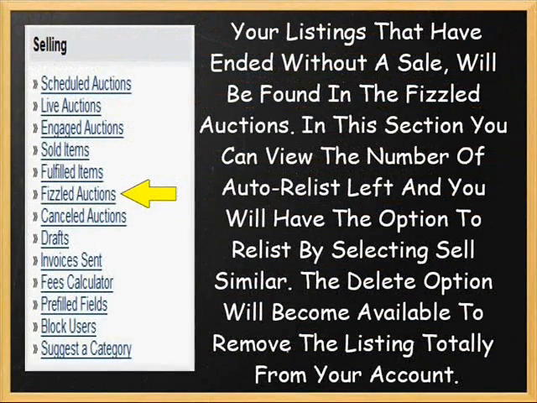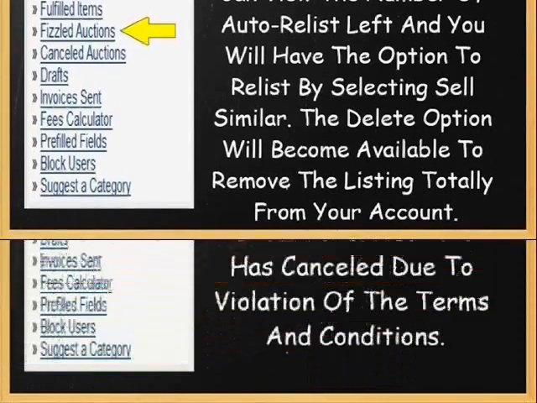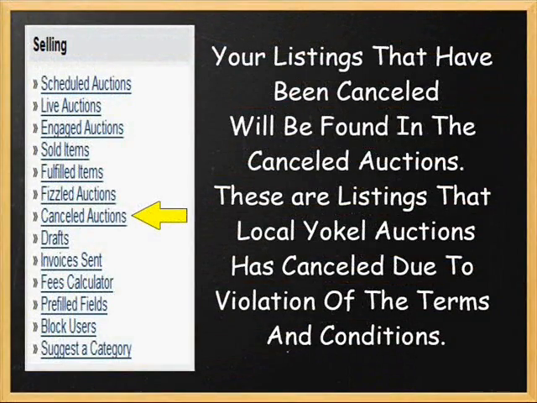Your listings that have ended without a sale will be found in the fizzled auctions. In this section, you can view the number of auto relists left, and you will have the option to relist by selecting Sell Similar. The delete option will become available to remove the listing totally from your account. Your listings that have been canceled will be found in the canceled auctions. These are listings that Local Yokel Auctions has canceled due to violation of the terms and conditions.